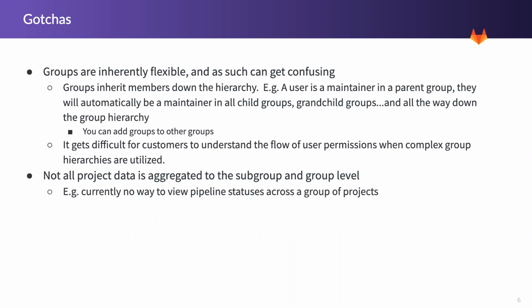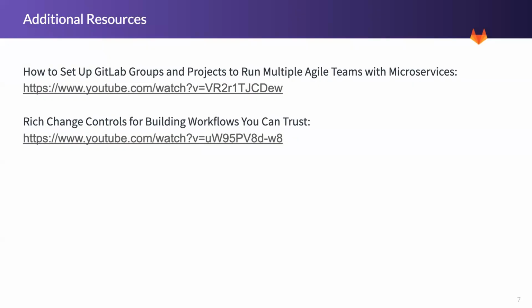Also remember that not all project data is aggregated up to the subgroup and group level from the individual project level. As an example, pipeline execution across projects is currently not aggregated in GitLab. There's a lot to this topic, so this is just scratching the surface. Here are some additional resources to provide a lot of clarity around some of the more complex enterprise implementations of groups and projects.